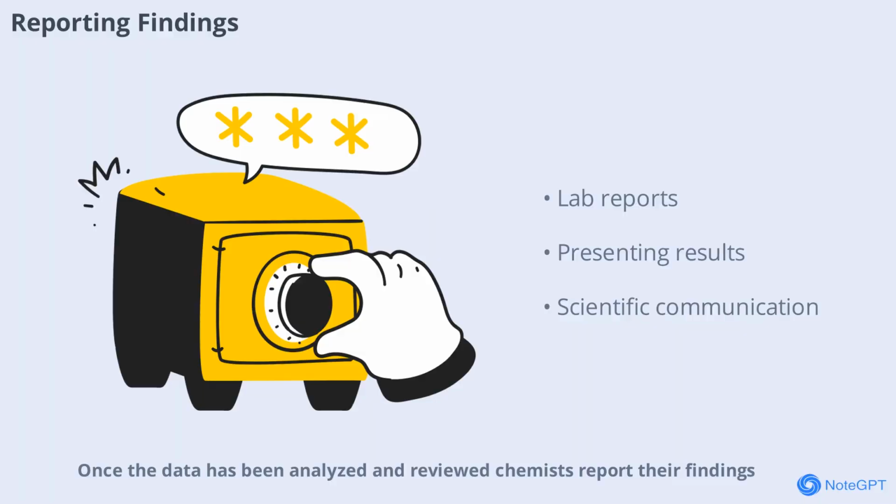Once the data has been analyzed and reviewed, chemists report their findings. This may involve writing a lab report, presenting results to colleagues, or publishing in a scientific journal. Clear communication of results is essential for advancing knowledge and sharing discoveries with the wider community.